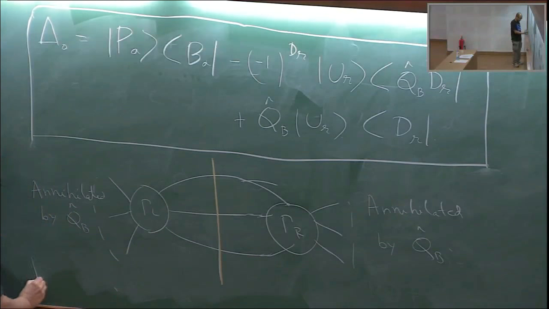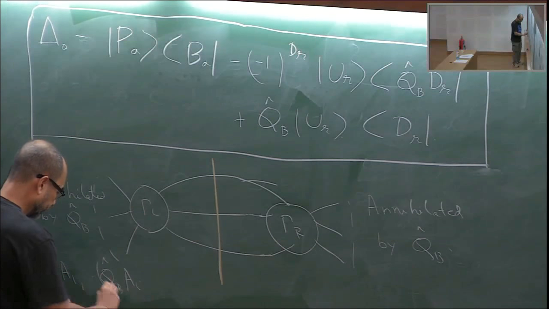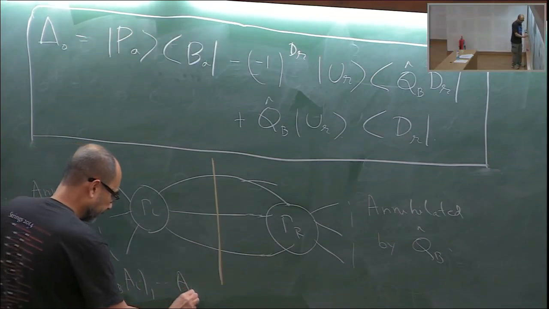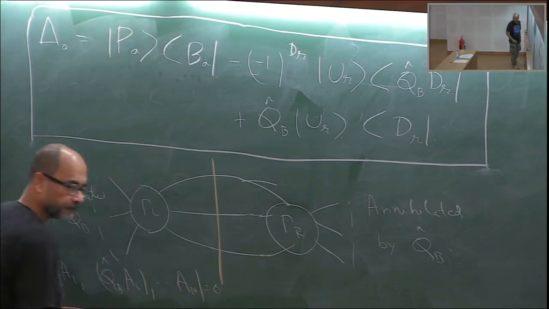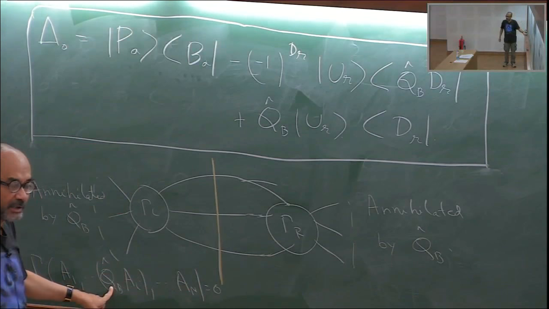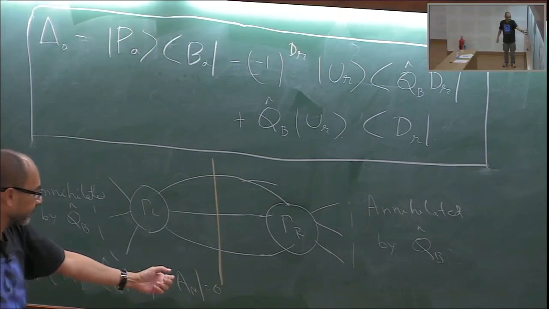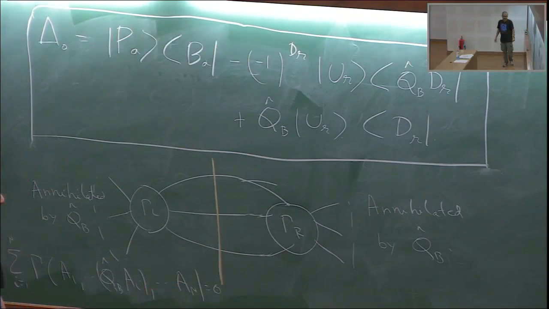If you remember, the sum over i equal to 1 to n, Gamma of A_1 up to Q_B hat A_i up to A_n, this is equal to 0. So this implies that if all of them are physical except one, which is Q_B hat on something, that amplitude is identically 0, because everything else has Q_B hat on that equal to 0.